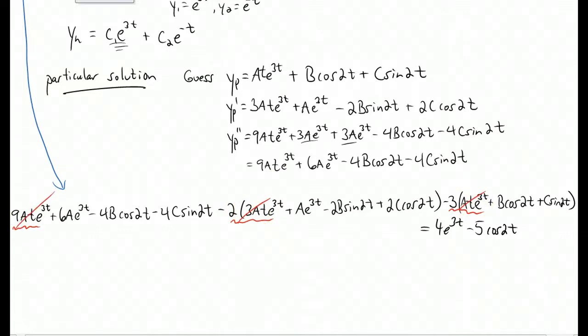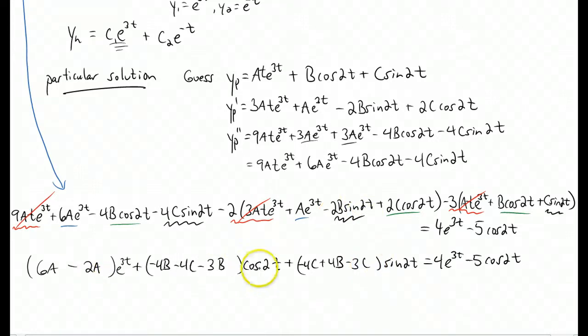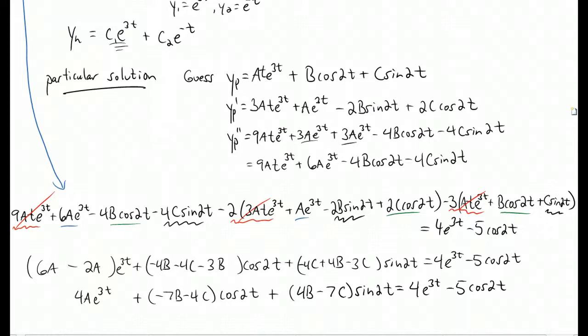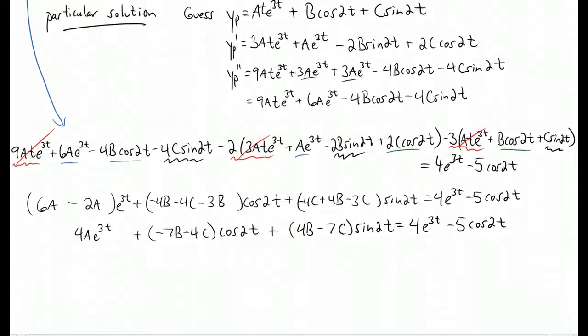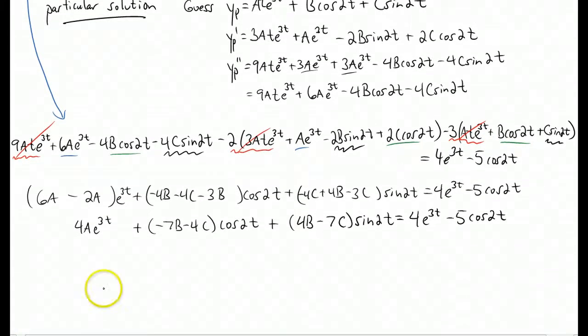And now it would be really nice if we could group all of the e to the 3t terms together, all of the cosine terms together, and all of these sine terms. Now we can simplify and combine like coefficients. So we've simplified all of the terms on the left side, and now it's a matter of matching up coefficients on the left-hand side with coefficients on the right side of the equation. So right here we have that 4a is 4. Okay, that worked out pretty nicely.